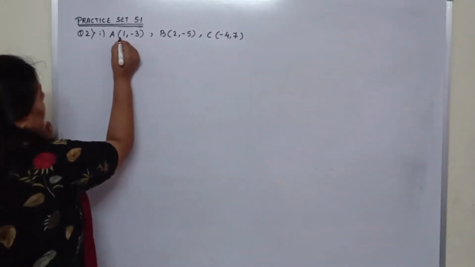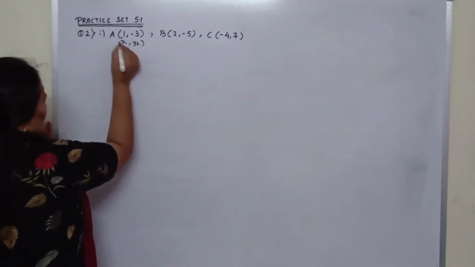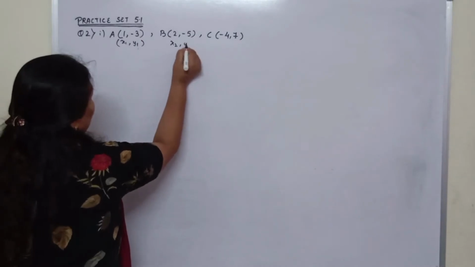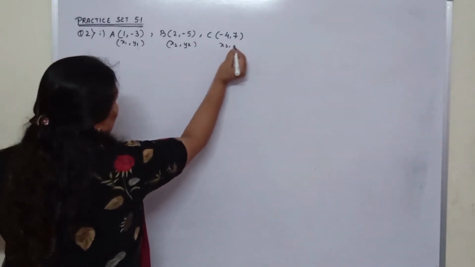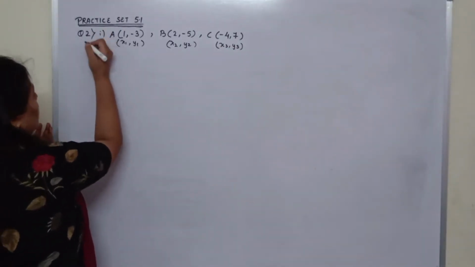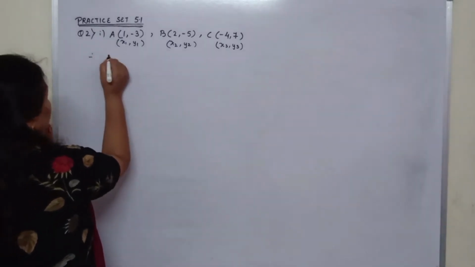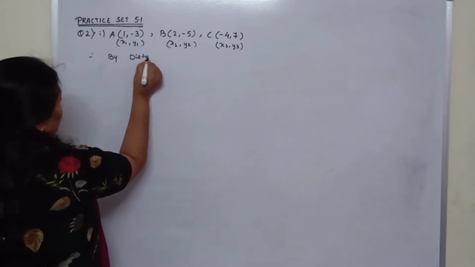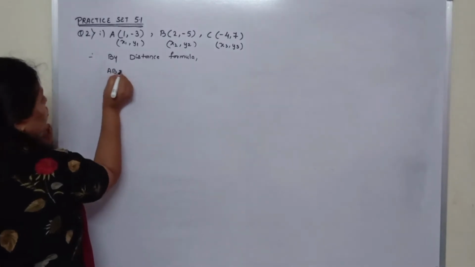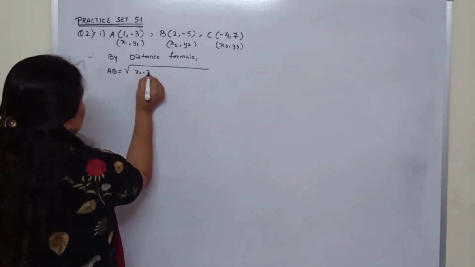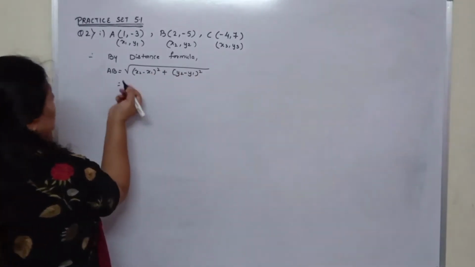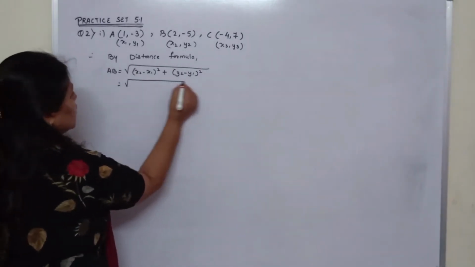So we'll first assign them x1, y1, x2, y2 and x3, y3. Okay. Therefore, by the distance formula, AB equals the square root of (x2 minus x1) the whole square plus (y2 minus y1) the whole square. Now apply the values to the formula.